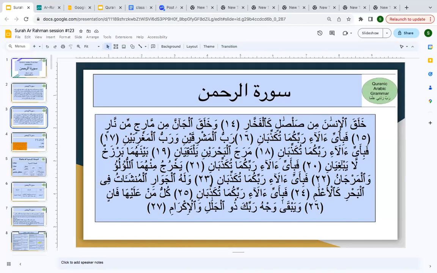So this Jumla Ismiya that you are seeing, Bainahuma Barzakhun, can this Jumla Ismiya become Hal for Al-Bahraini? Can it be the Hal for Al-Bahraini? Yes, because Al-Bahraini, they don't only meet, there is between them a barrier. Their condition is such that there's a barrier between them. La yabghiyani, they don't cross their limits. They stay within their limits. They don't transgress. They don't cross their bounds.